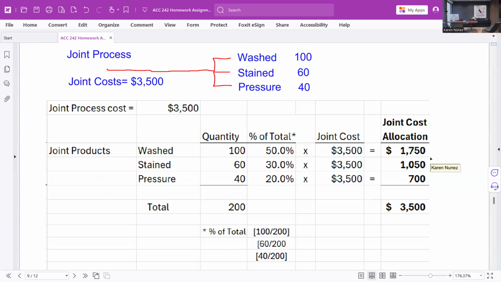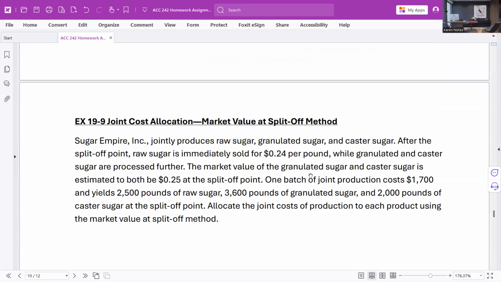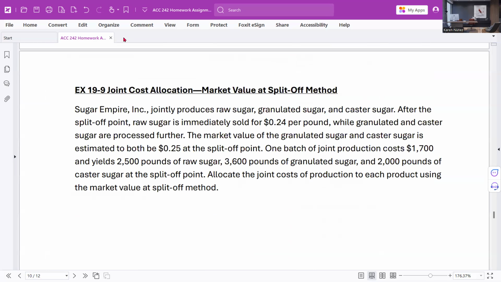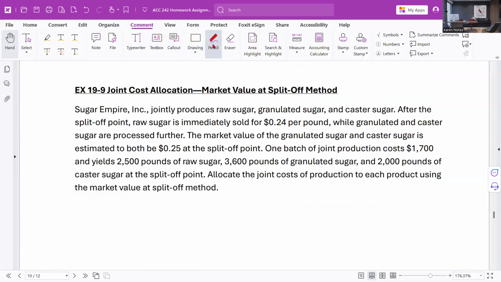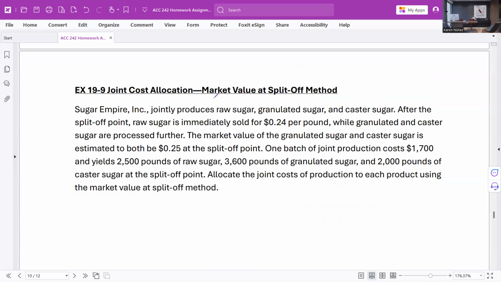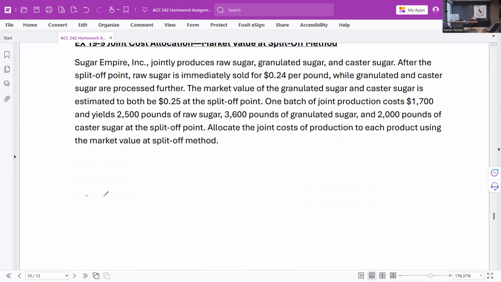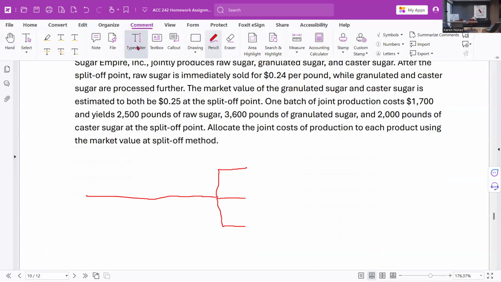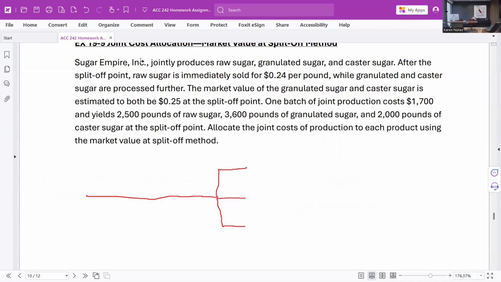Okay, so let's continue with joint costs. We got a couple more to do here. So the next one is the market value at split off. In this joint process, in this case, we have three products, right? So we have this process that yields these three products. And the process has a cost associated with it, and the process ends up costing $1,700 a batch.